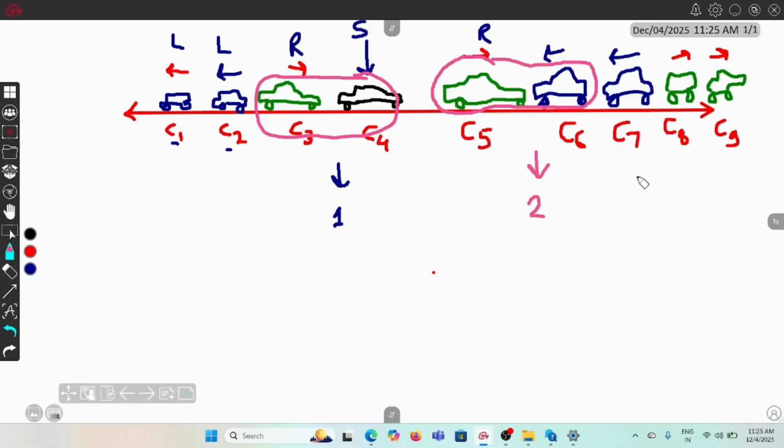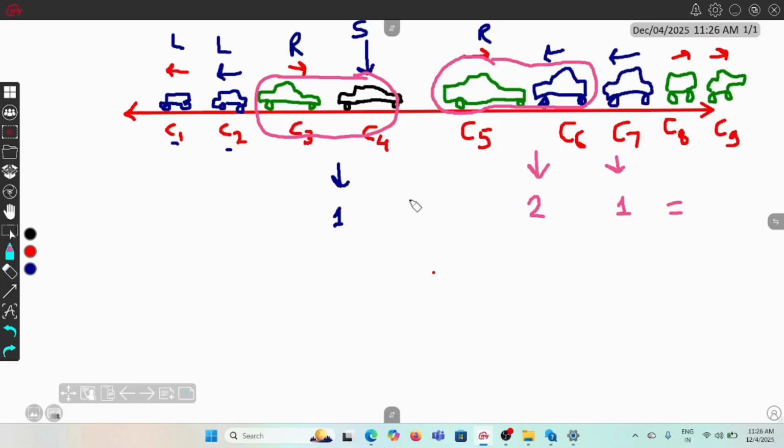Now this C7 would collide with this stationary point. After collision they will become S. So when C7 collides with this state S, it gives us a score of 1. And these other cars are moving towards the right, so they will not collide at all. So what would be the final score here? The final score would be 4. This is what we have to do here.